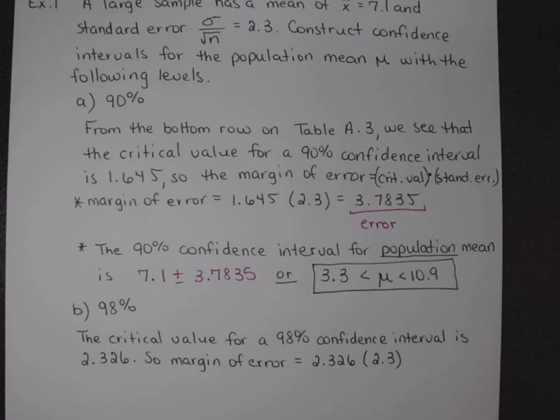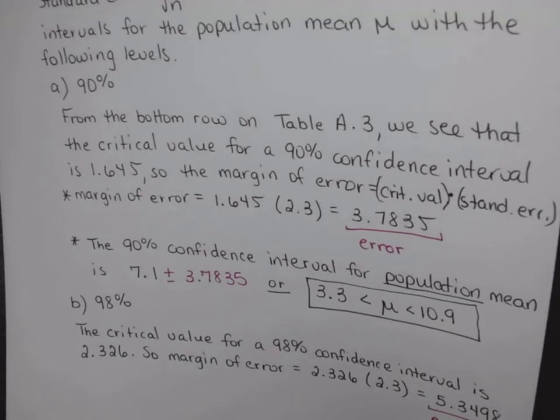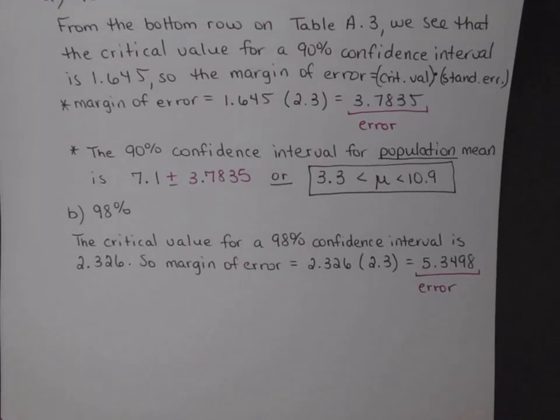Okay. So notice we get a much bigger error this time, 5.3498. Okay, that shouldn't surprise us because we're asking the information to be even more accurate, or we're trying to be even more confident than we were before.